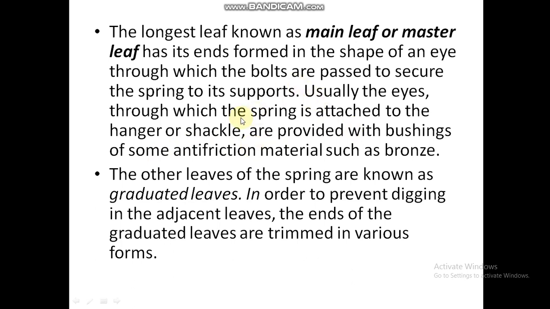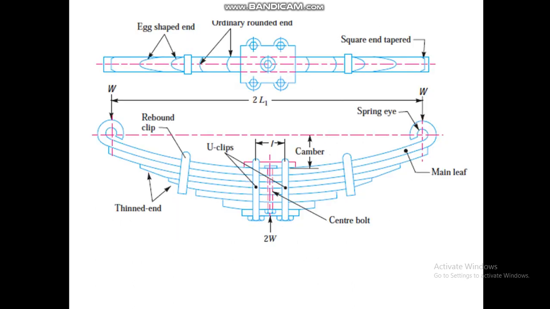Usually the eyes through which the spring is attached to the hanger or shackle are provided with bushings of some anti-friction material such as bronze. So in these eyes we use some anti-friction material, like bronze.